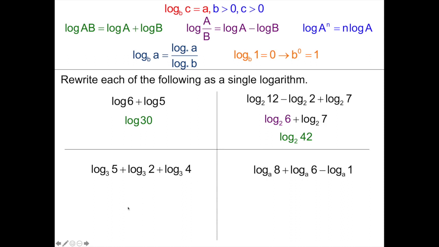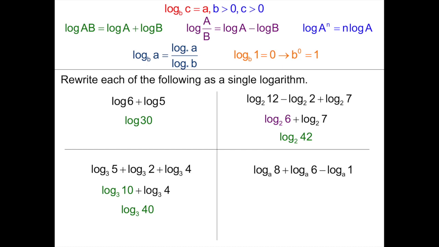Now, in this example here, again, I've got addition. So I'm going to start with 5 times 2, and that's going to give me the log base 3 of 10. And I still have plus the log base 3 of 4. Now again, if these are being added together, I don't actually do 10 plus 4 and get 14. I do 10 times 4 to get 40. And that becomes the log base 3 of 40.